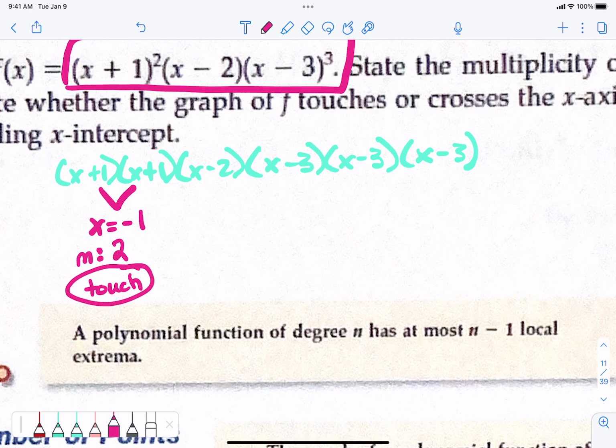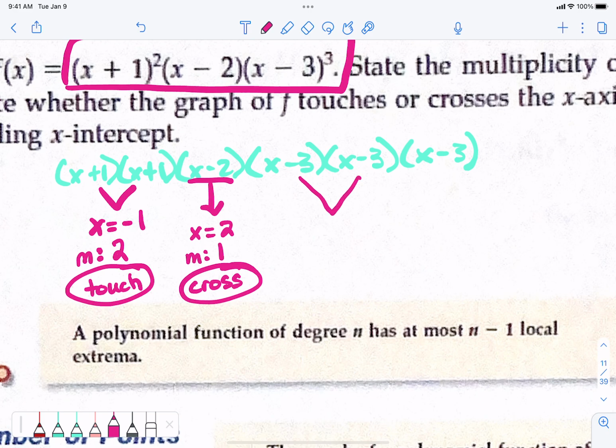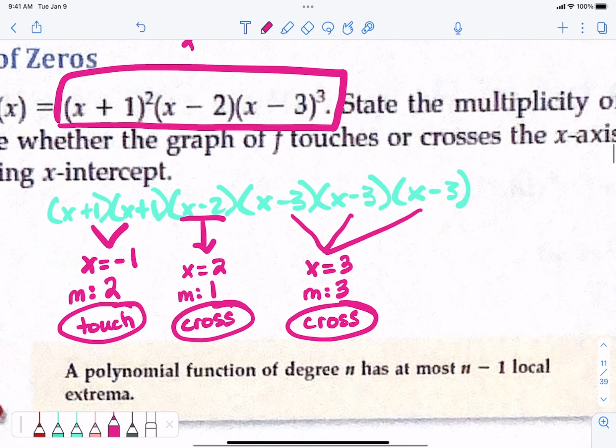Okay? All right. If I set x minus 2 equal to 0, that means x equals 2 is my second 0. Is it going to touch? Oh, it's the multiplicity of that one, 1. Is it going to touch or is it going to cross? At 2, it's going to cross because of an odd multiplicity. Okay? Here I have these, and these are all the same, and x will be equal to 3 with a multiplicity of 3. Is it going to touch or is it going to cross? Cross. So out of the 6, I only have 3 zeros.